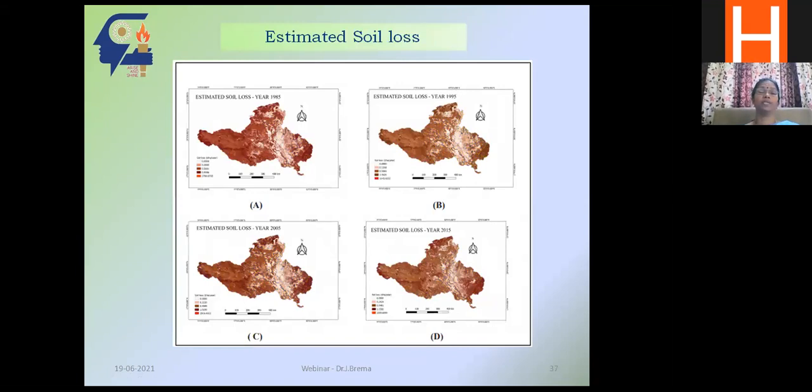Based on the available data, this map was prepared, and integrating all these 5 factors, what I have been telling, the slope, rainfall, C factor, P factor, and soil factor, we could understand the soil loss in the Godavari Basin. So this is for 1985, 1995, 2005, and 2015.